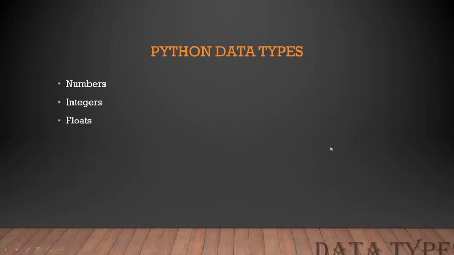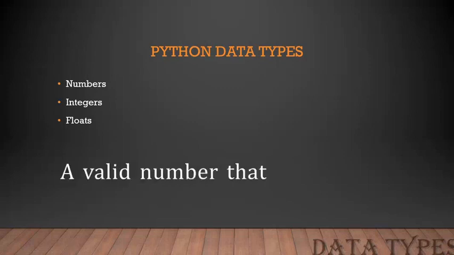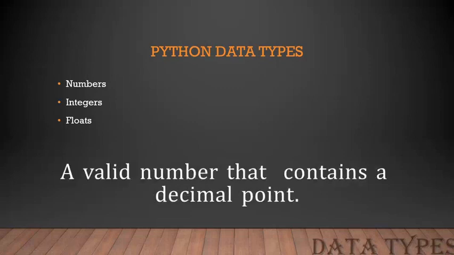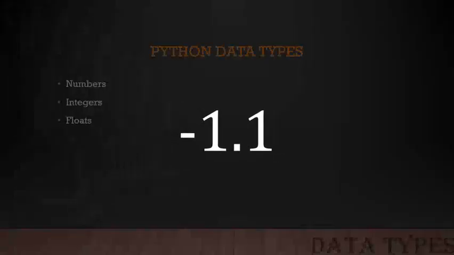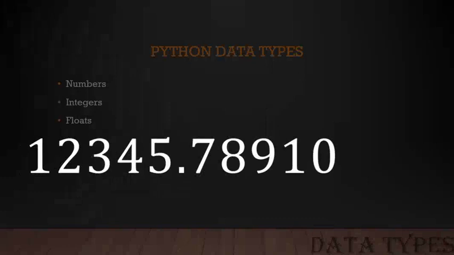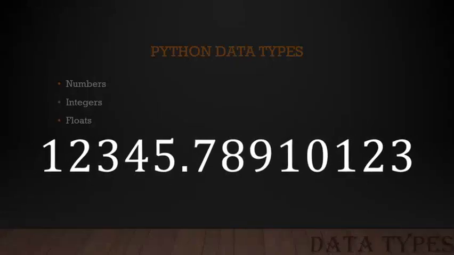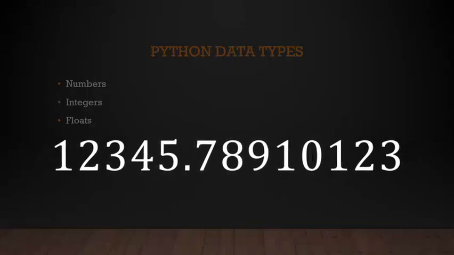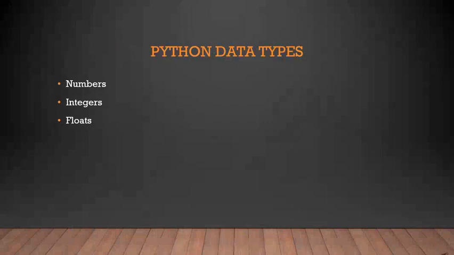Next we have a data type known as float. A floating point number, often called float for short, is just a valid number that contains a decimal point. Again, there is no size limit for this, so it can be like 1.1, -1.1, or 12345.789 and so on. All these are perfectly valid floats.